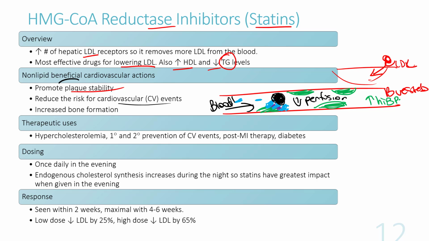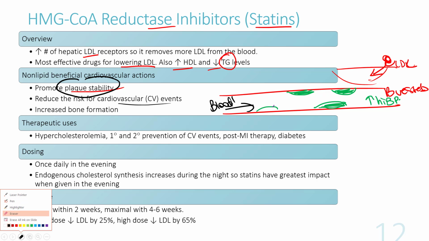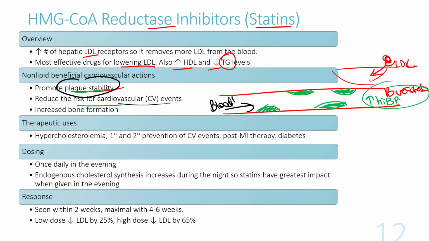And so what happens is the statins promote plaque stability, and so it means that it's less likely to cause clots, it's less likely to attract platelets, and it's less likely to actually rupture. Right? So the perfusion doesn't change necessarily above and beyond what happens with the chronic effects of atherosclerosis. Right? And by promoting plaque stability, it reduces the risk for cardiovascular events, and it also increases bone formation.